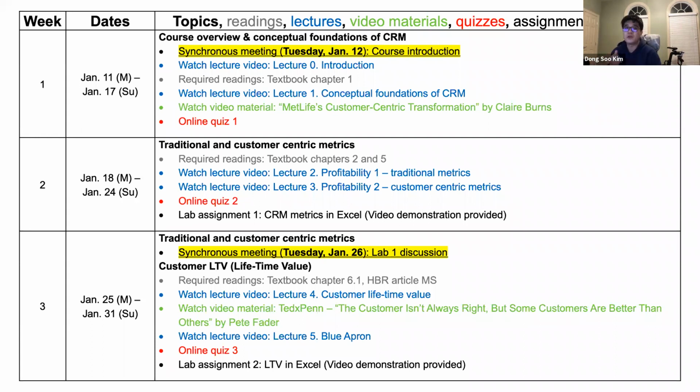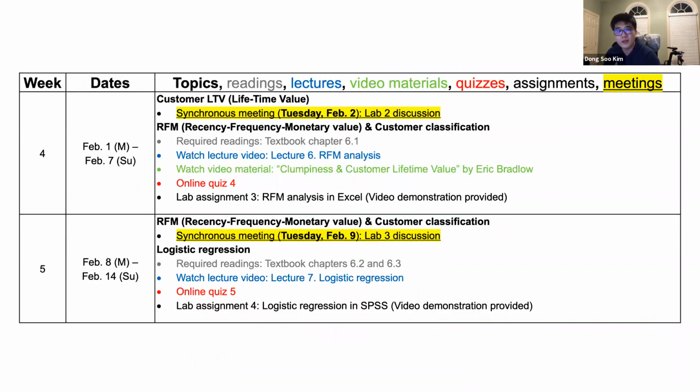In the third week, you will learn customer lifetime value. The format is the same as the second week: textbook, lecture, additional materials, quiz, and the lab. During this week, we will meet online to discuss managerial challenges related to the case in the week 2 lab assignment. In the fourth week, you will learn RFM analysis for customer classification, and the format is the same. During this week, we will meet online to discuss managerial challenges related to the case in the week 3 lab assignment.